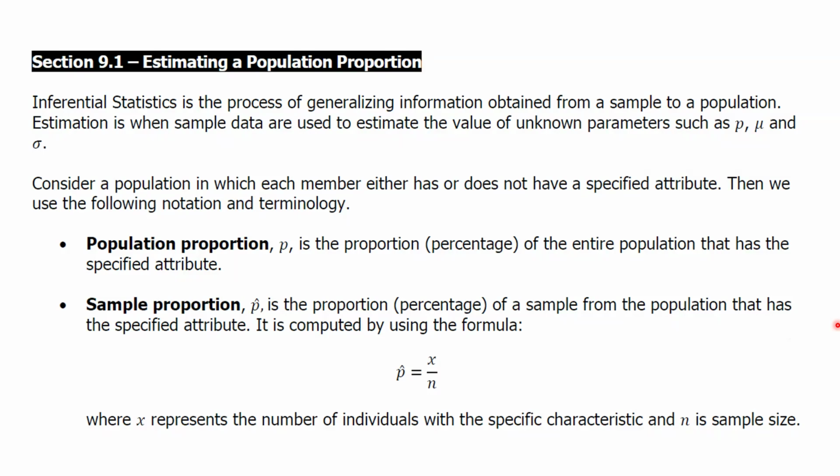Think of it like this. If you survey 100 people and 60 say yes, then p hat would be 60 divided by 100, or 0.6, or 60%.